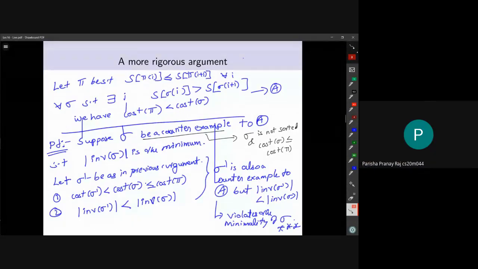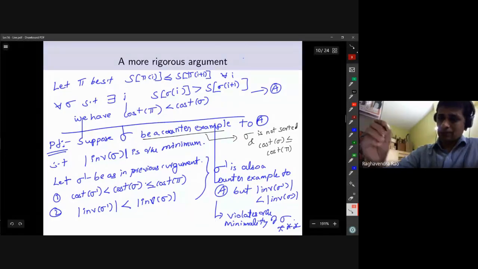Sir, I have a small doubt here. Since we have a violation, is the assumption that sigma is the minimum violated, or is the assumption that there is no sigma such that it is less than pi violated?